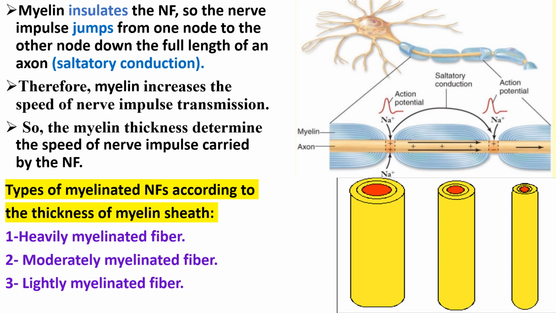So myelinated nerve fibers are classified according to the thickness of myelin sheath into heavily myelinated, moderately myelinated, or lightly myelinated nerve fiber.